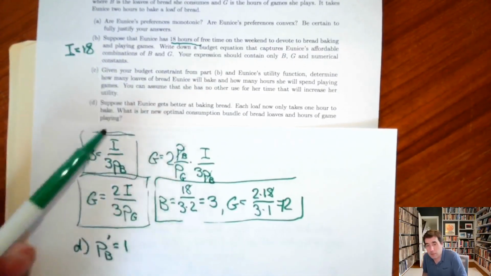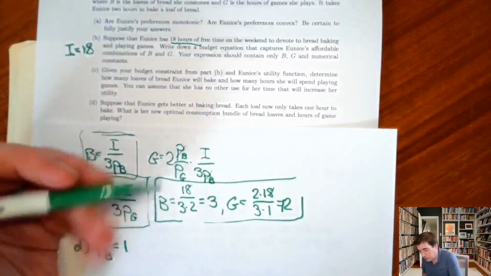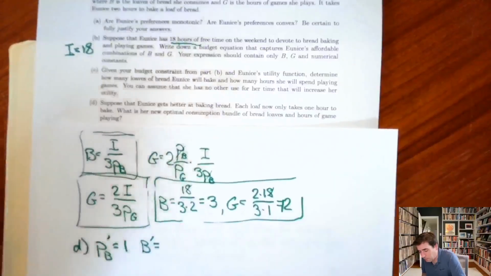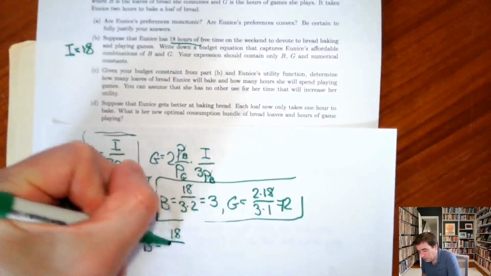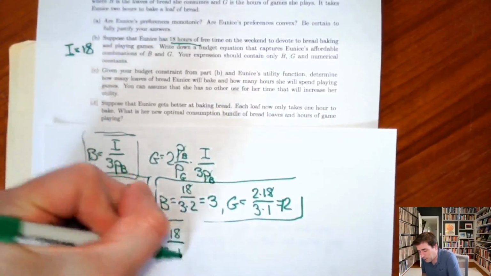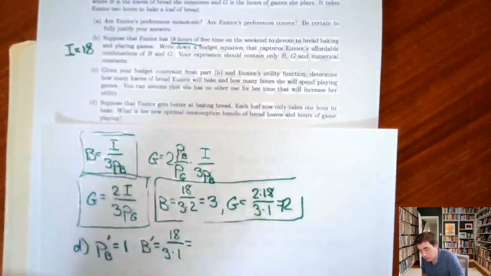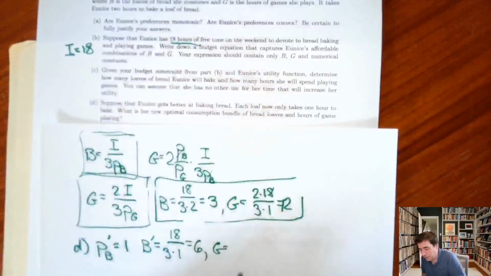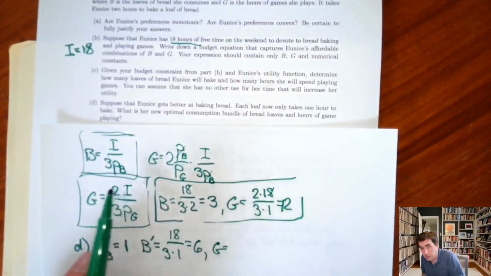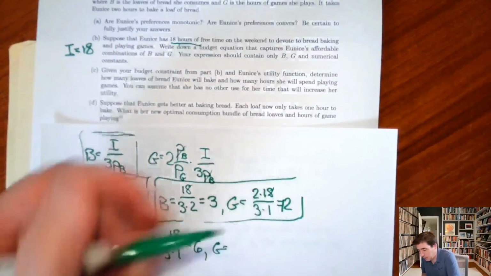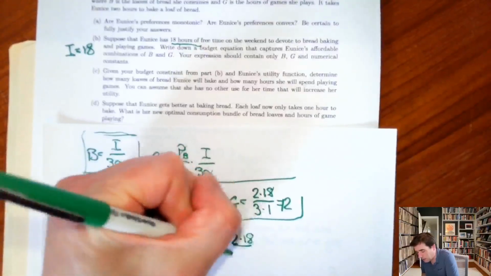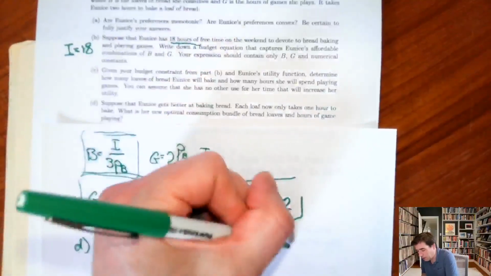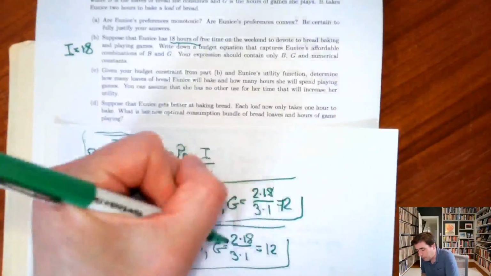Since we have our demand equations here, all we have to do is plug in those new values. I'm going to call this B prime, since it's my new value. We still have our 18 hours, and now it's just 3 times 1, because that's our new price of bread. So that's just going to be 6 loaves. On the game side of things, nothing changed because PB didn't enter into that equation. So it's just 2 times 18 divided by 3 times 1, which would be 2 times 6, which is still going to be 12. And so there's my new bundle.